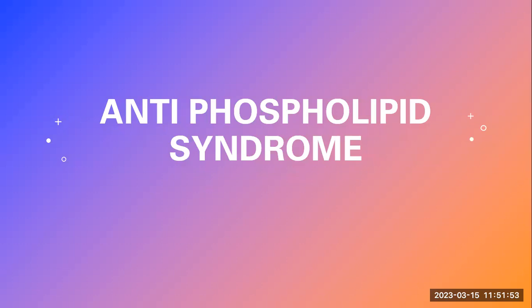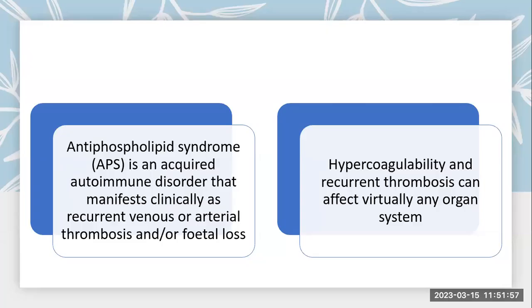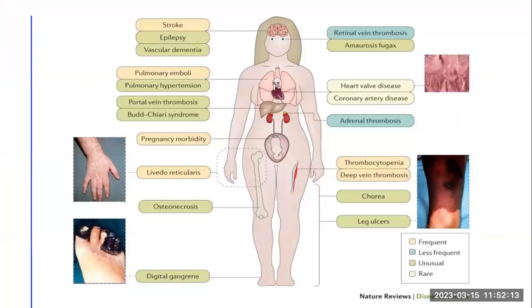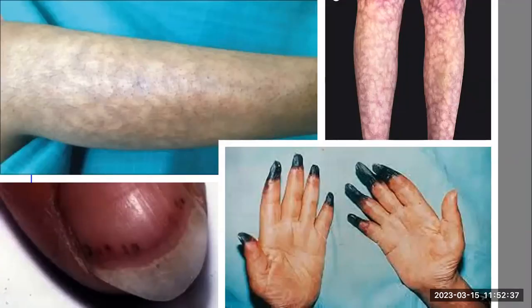So moving on to antiphospholipid syndrome. It is an acquired autoimmune disorder that usually manifests as recurrent venous or arterial thrombosis and or fetal loss. The most highlighting feature is hypercoagulability. Because of this, it could affect many systems, including CNS, lungs, renal, cardiovascular, and eyes. And as I have already mentioned, the patient could have livedo reticularis, digital gangrene, valvular heart disease, and also coronary vascular disease. So these are the pictures. You can see the lacy pattern rash of livedo reticularis, and then the fingers show subungual splinter hemorrhages and digital gangrene.